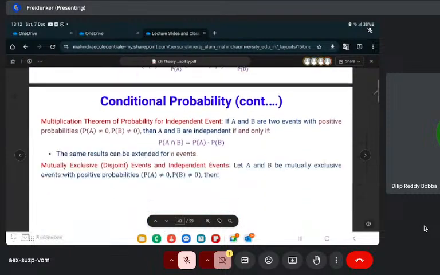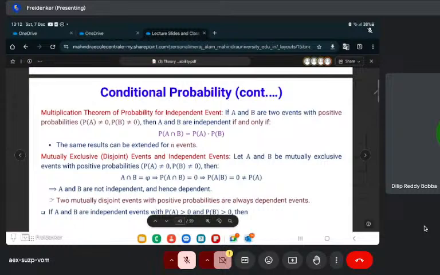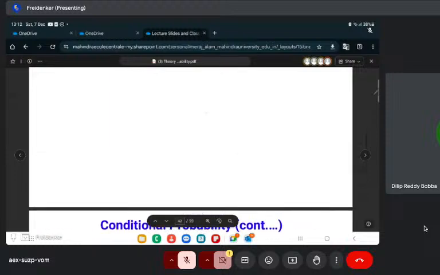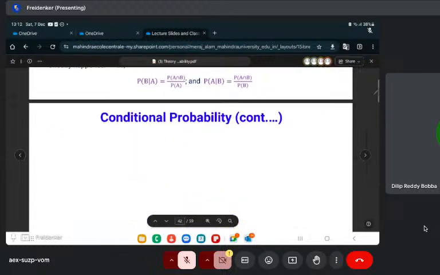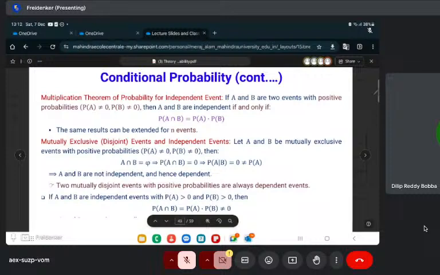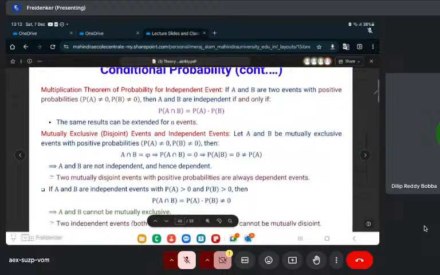And yes, if A and B are independent, then probability of A given B is nothing but probability of A. So that is what happens. If you look at the multiplication theorem, if A and B are independent, then probability of B given A will be essentially probability of B, and probability of A given B will essentially be probability of A. That is how you get the probability of A intersection B is probability of A into probability of B. That was independent events.